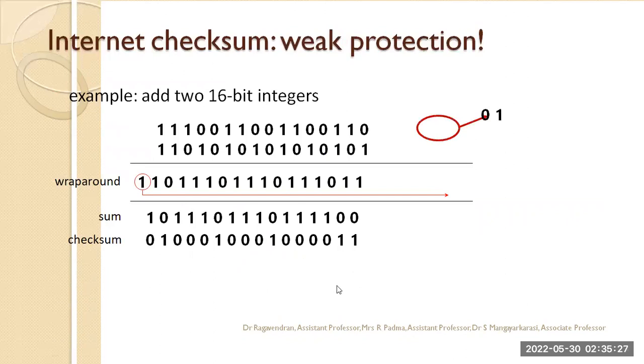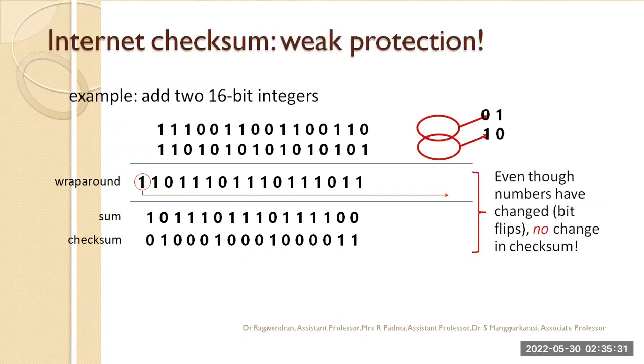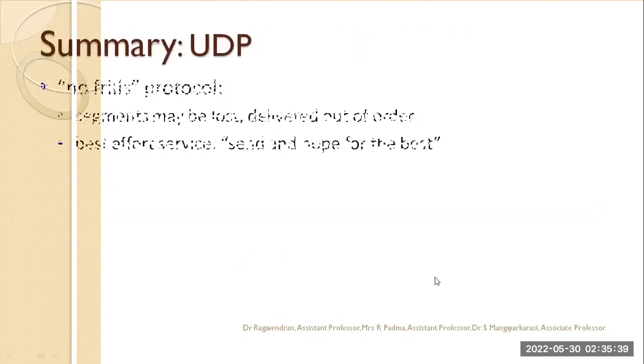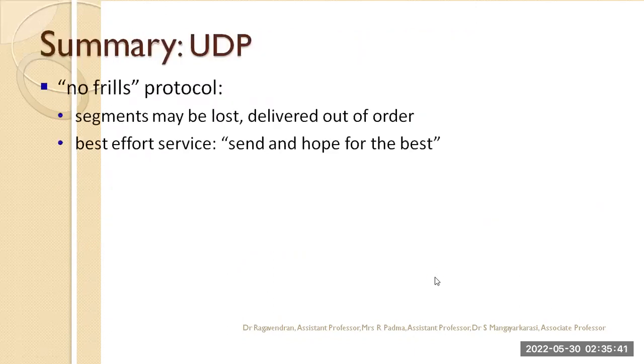So 0 and 1, 0 and 1, and ones and zeros. Even though the numbers have changed, the bit flips result in no change in the checksum. This is the drawback when we use UDP. If there are two changes, then it will not show the error. It is a no-frills protocol: segments may be lost, delivered out of order, best effort service, send and hope for the best.